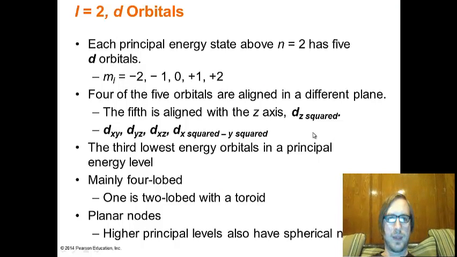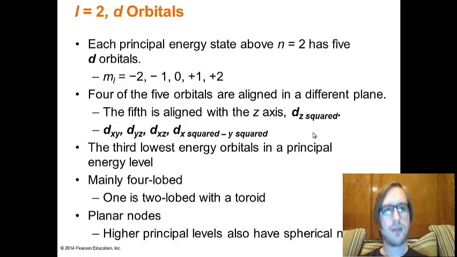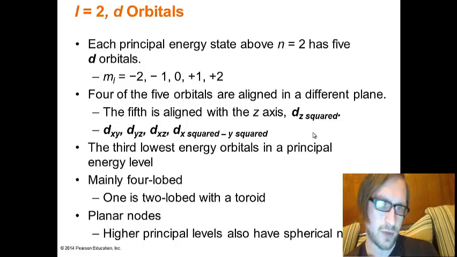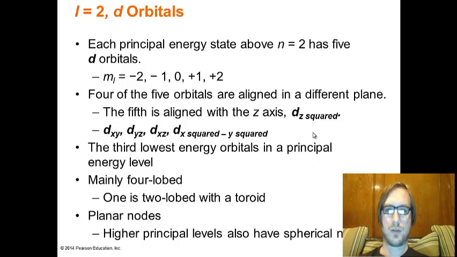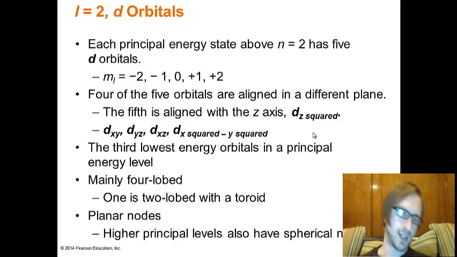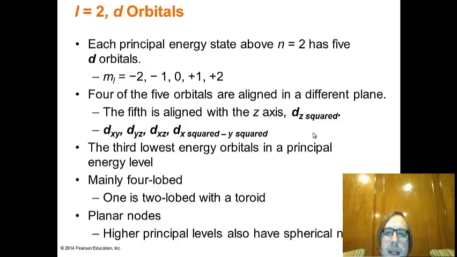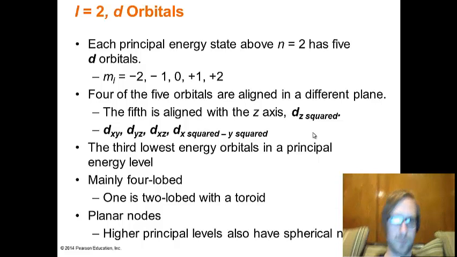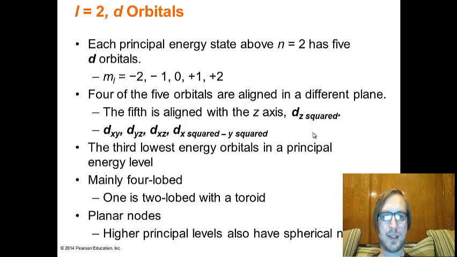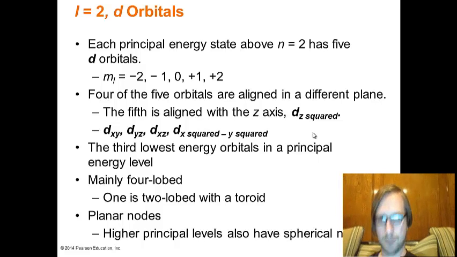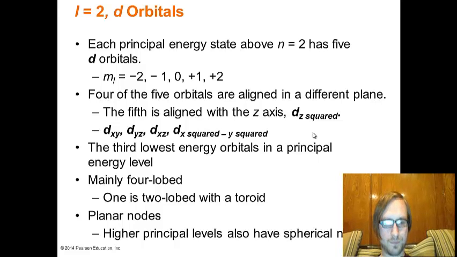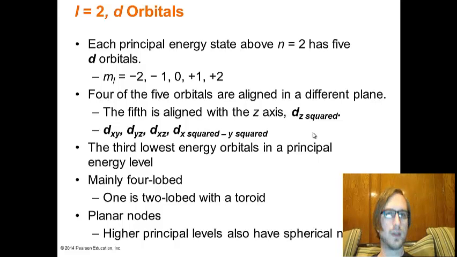If we look at n equals 3, when we get l all the way out to 2, we get d orbitals. So 4 of the 5 orbitals are aligned in a different plane. A plane no longer means it's an axis. A plane means 2 dimensions. And then the 5th is aligned in a z-squared region. This is the third lowest energy level, s being lowest, then p, then d. These are 4-lobed, mainly, except that one that's the z-squared one. That one's a toroid. A toroid is a fancy geometrical term for a donut.